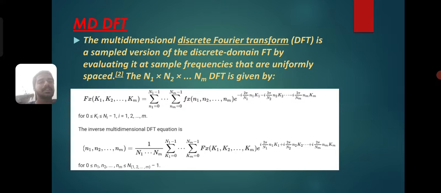MDDFT, the multidimensional discrete Fourier transformation, is a sampled version of the discrete domain FT, obtained by evaluating it at sample frequencies that are uniformly spaced. The n1 into n2 into n to the power m DFT is given by.